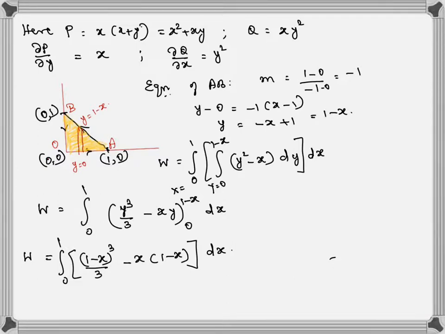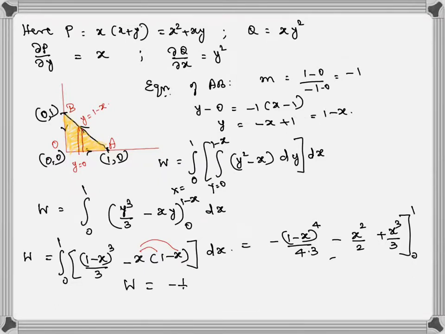So we have already applied the limits, so we have to integrate with respect to x now, which gives negative (1 − x)⁴/(4·3) − x²/2 + x³/3 on integration between the limits 0 and 1. So if we compute the limit, it's negative 1/2 plus 1/3 plus 1/12, which reduces to negative 1/12.